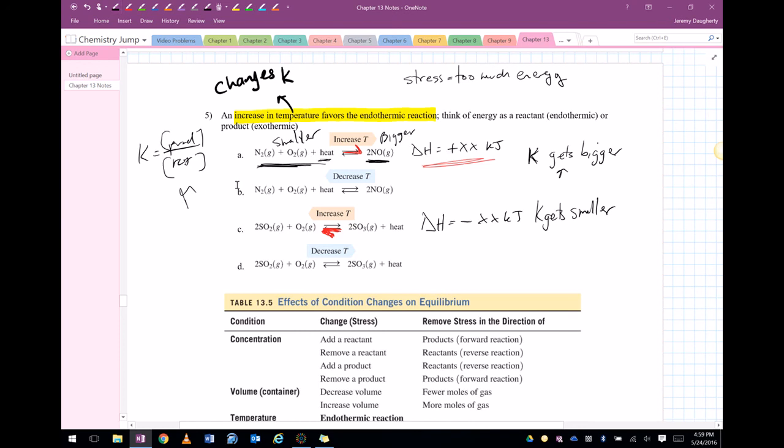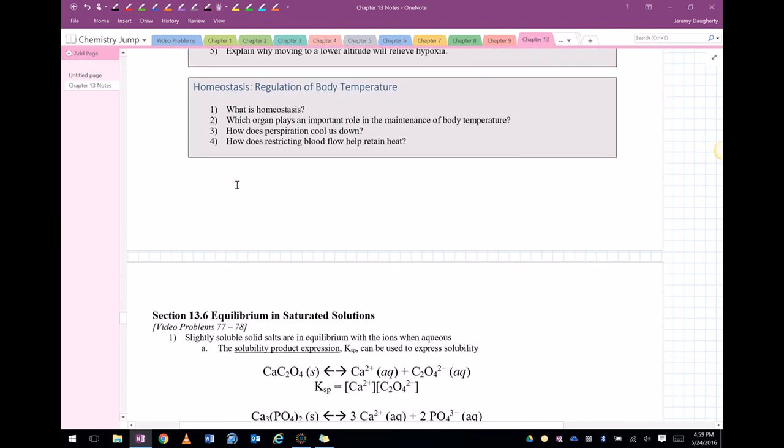So that's Le Chatelier's principle. Go on over, take a look at the video problems, and you'll be in good shape.